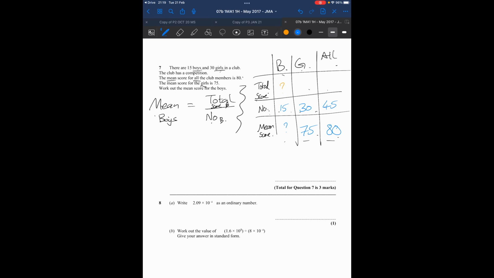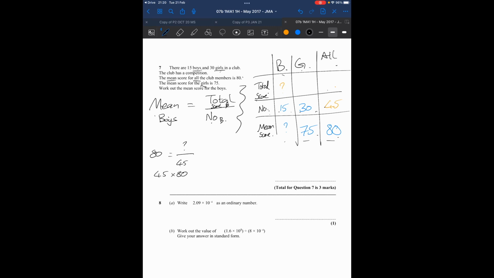What else can I do now? Unfortunately, I still can't do anything here, but I've got 2 bits of information and I can use those to find a third piece of information. I'll put that in orange so you can see that it's a new one. So what was the total for everybody in the group? Well, the total, which we don't know, divided by the number of people, which is 45, must have been equal to the mean, which is 80. So how could I find that total? I could do the inverse. I could times by 45. So 45 times 80 will tell me the total.